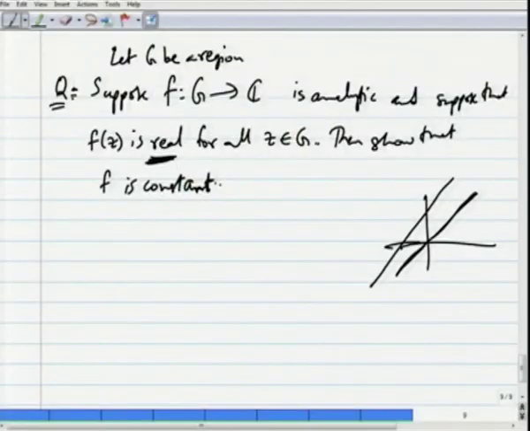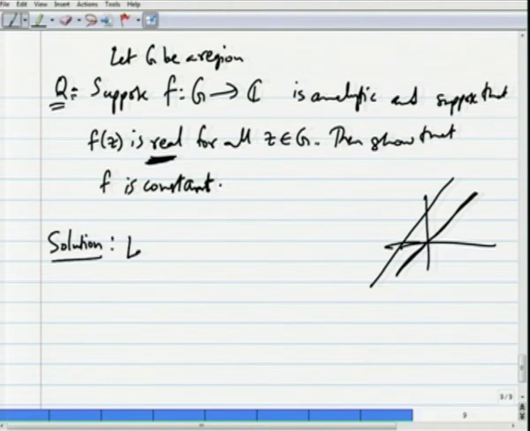Now, we can use Cauchy-Riemann equations directly to show that f is a constant. So, for now, since we do not have the open mapping theorem at hand, we can use the Cauchy-Riemann equations to show this problem. So, here is the solution.